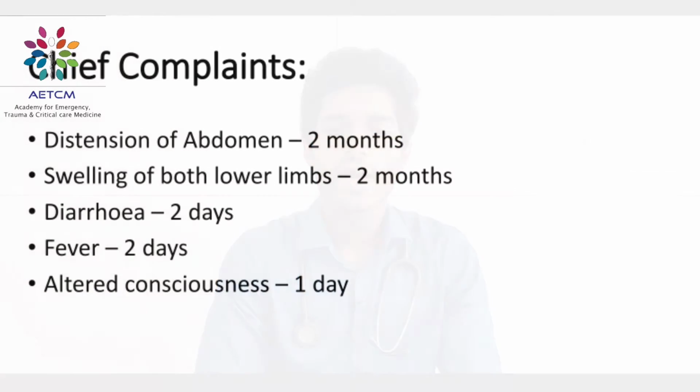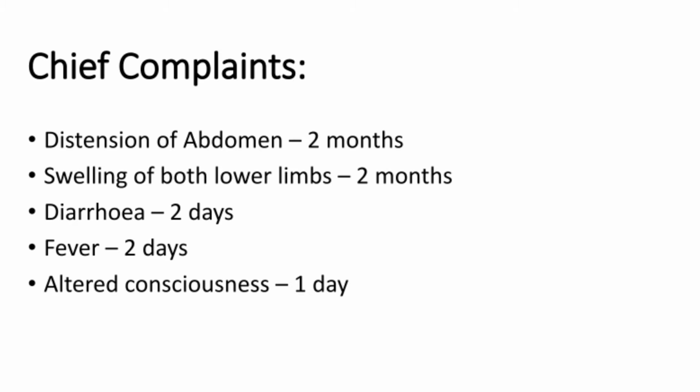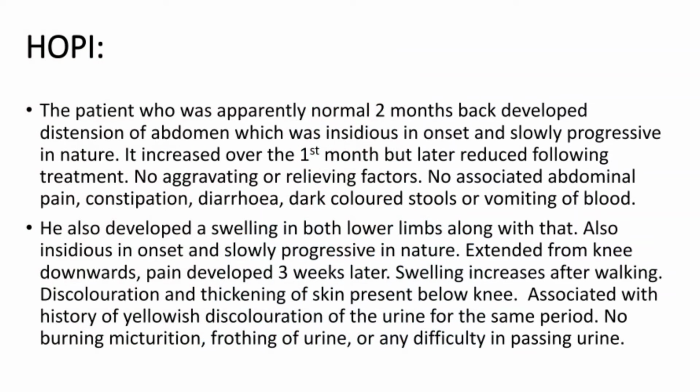His chief complaints include distension of the abdomen and swelling of both his lower limbs for 2 months, fever with diarrhea for 2 days, and altered consciousness for a single day. The history of presenting illness indicates that the patient, who was apparently normal 2 months back, developed distension of the abdomen, which was insidious in onset and slowly progressive in nature.